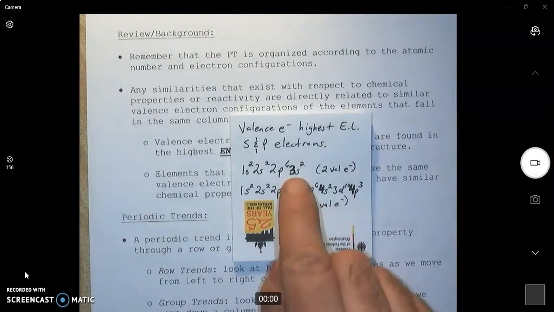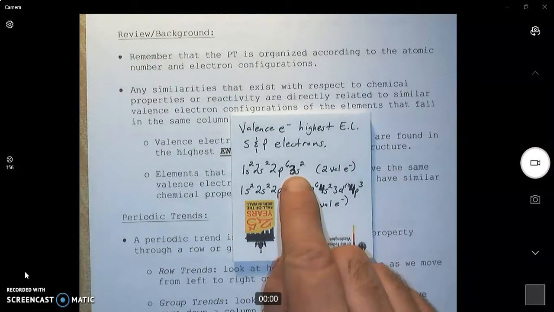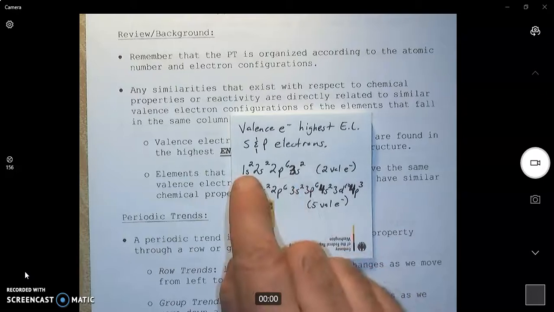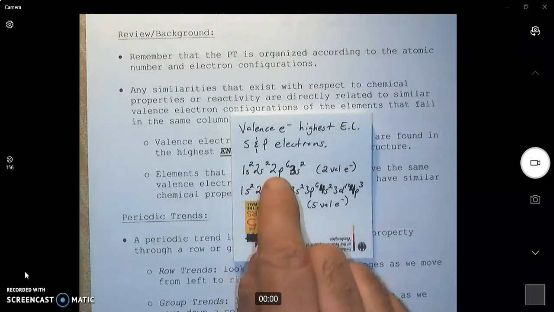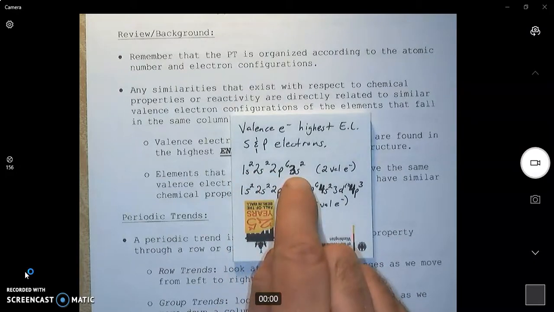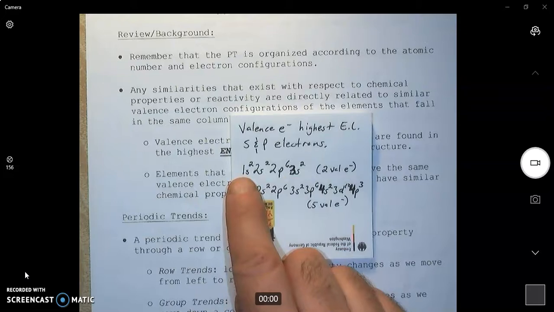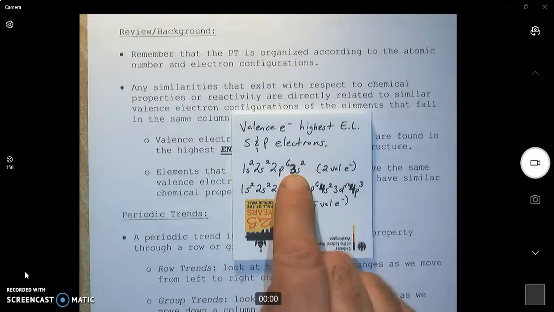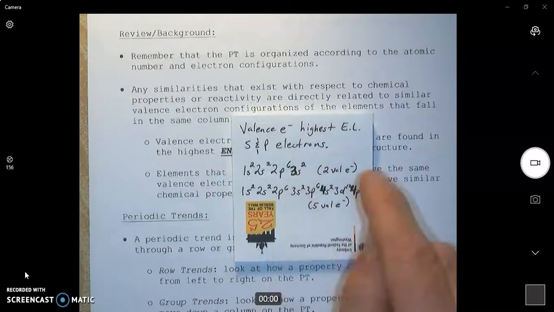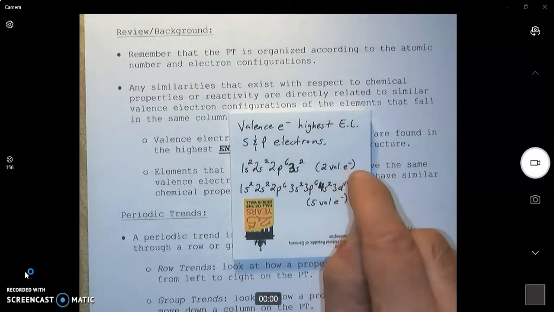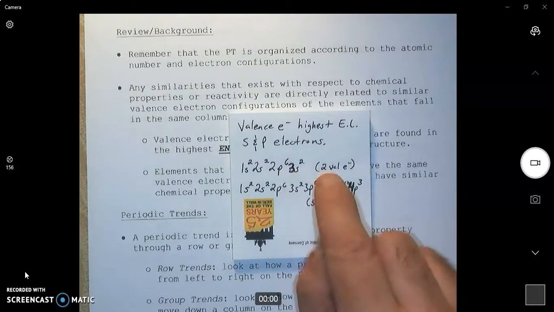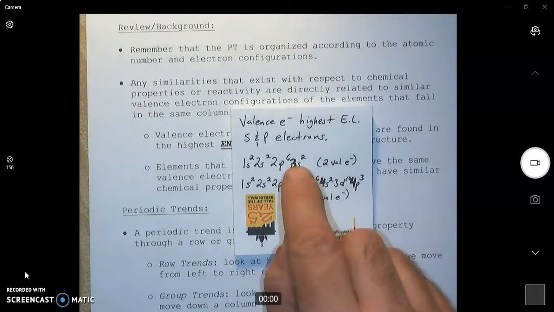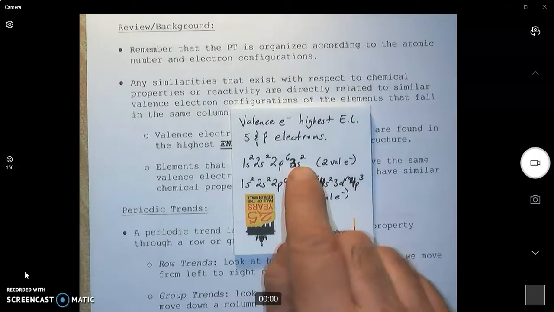So if we look at 3s2, which is magnesium, it has a configuration of 1s2, 2s2, 2p6, 3s2. Look at the numbers out front. What's the highest number out front? The 3. So the third energy level is our valence, and the 3s2 are our only valence electrons. So magnesium has 2 valence electrons, and those electrons are found in the 3s sublevel.